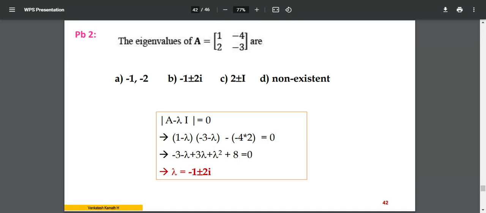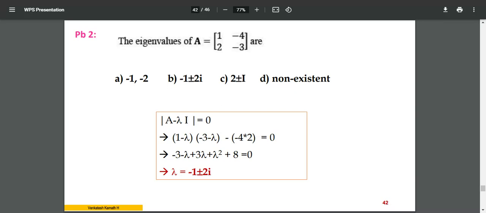You can see all I'm showing is old GATE questions. Okay, so it's a straightforward question. What is the question? You have to find out the eigenvalues. It's a matrix problem. You have to find out the eigenvalues of A. The matrix is given: 1, minus 4, 2, minus 3. So 4 answers are given, and one of those 4 answers is the correct one. So how do I do it?